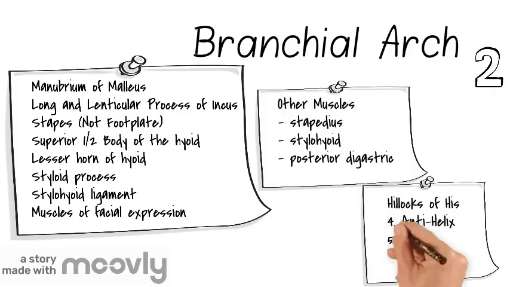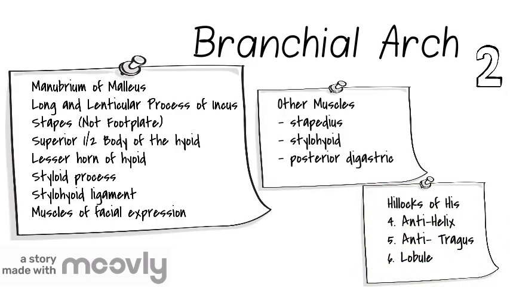The second three hillocks are derived from the second branchial arch. Fourth develops the antihelix. Fifth the antitragus. And lastly the sixth, the lobule.